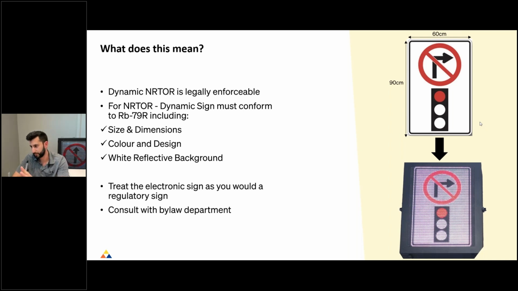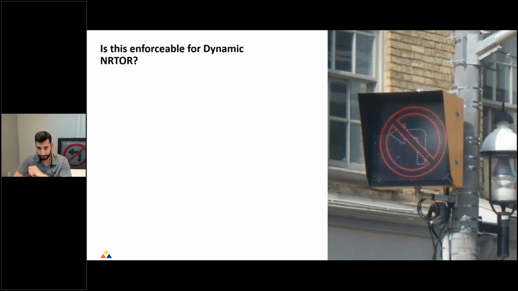But right now, I just want to, again, hammer home the point on this application specifically and show you some technologies that might be close to a regulatory enforceable sign for no right-hand turn on red, but not quite there. For instance, looking at this sign here, it's a fixed LED sign. Is this enforceable for dynamic no right-hand turn on red?